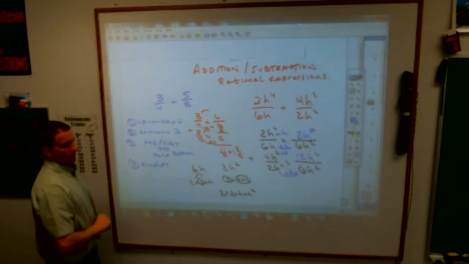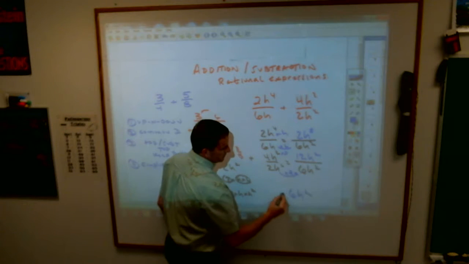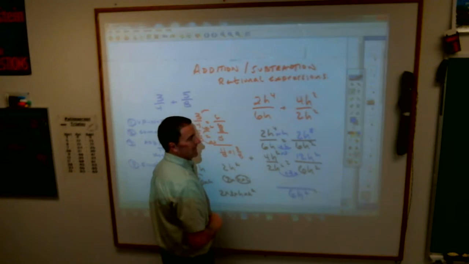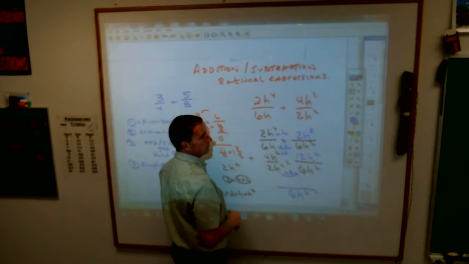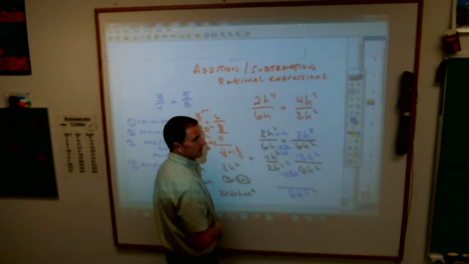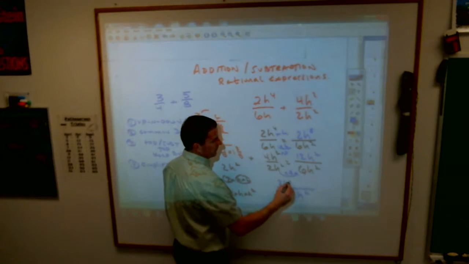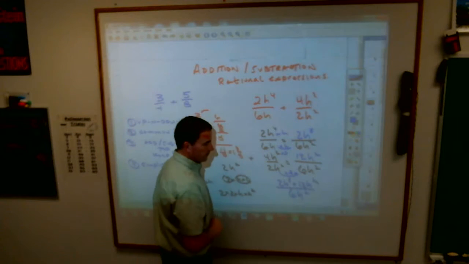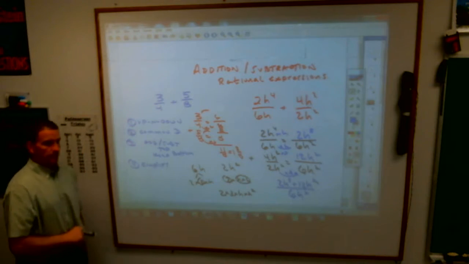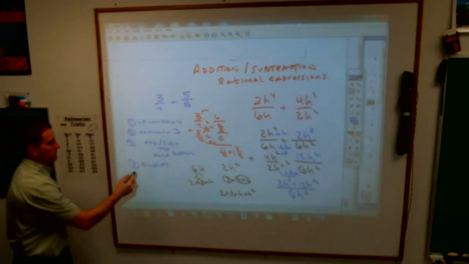Now when you add them together, what happens? Well, you keep the same bottom number. 6h squared stays on the bottom. On top, can I put 2h to the 5th and add 12h squared to it? You can't. So you write it out like this, 2h to the 5th plus 12h squared. Unfortunately, that is the answer, it's just not simplified.